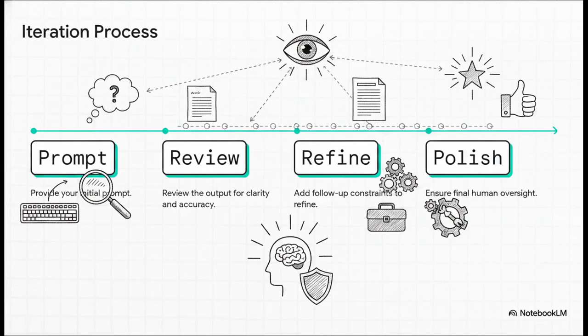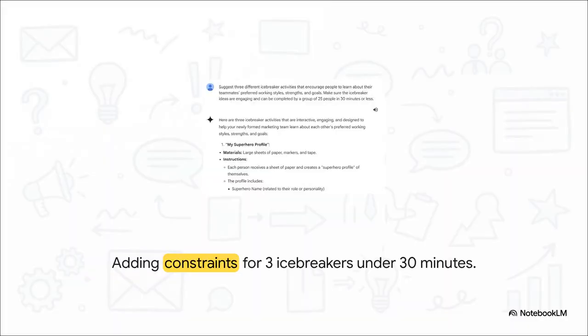Human oversight is absolutely non-negotiable here, folks. Generative AI is here to do the heavy lifting, but the final output and the final responsibility is always yours. Let's jump back to that offsite agenda for a second. The first draft was solid, but we need some specific team bonding ideas. So we iterate. We add some strict constraints.